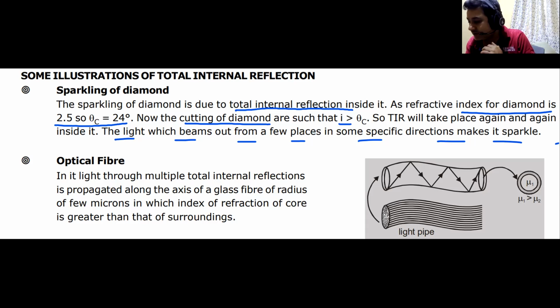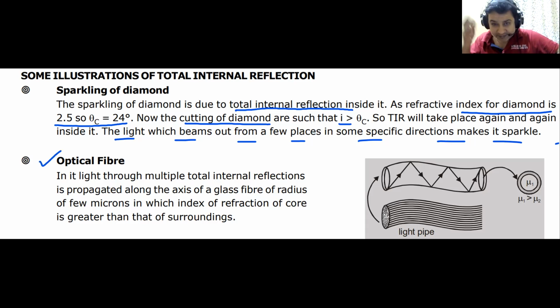It sparkles, so it becomes costly. It becomes costly because of total internal reflection, because of the cutting. So diamond cutting is the main job. Diamond is very, very common. It's not rare at all. Do we understand this? Yes, sir.